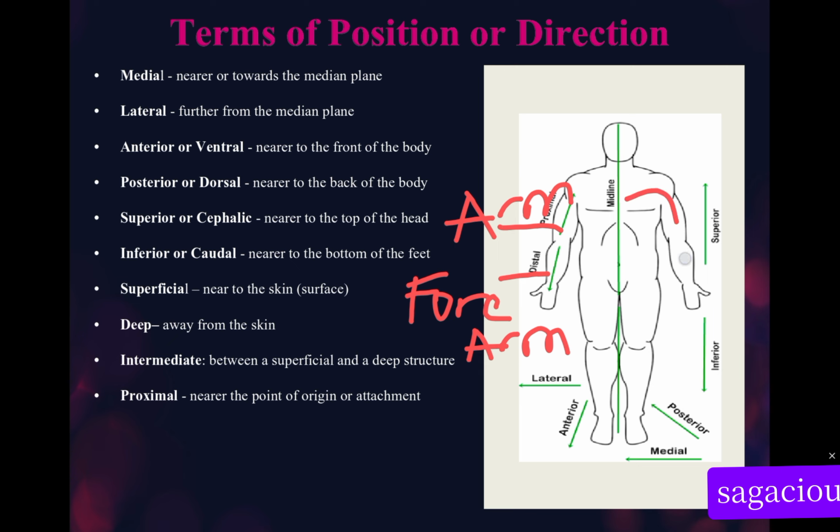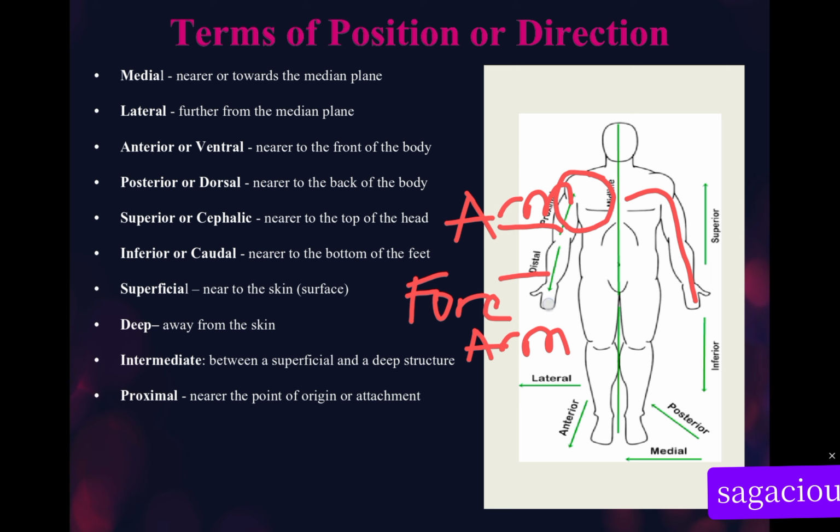The upper limbs is this region. The upper limbs originate from this region. Due to this reason, the arm is said to be nearer, closer to the site of origin, the point of origin. For this reason we say the arm is proximal, while the forearm is distal, because there is something that is closer than the forearm. Proximal means nearer to the point of origin, while distal means far away from the point of origin.